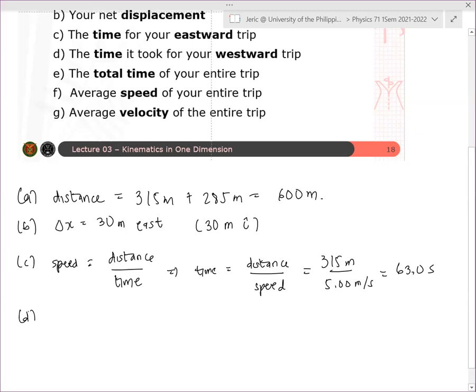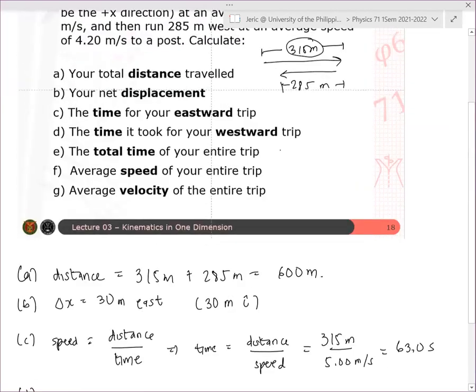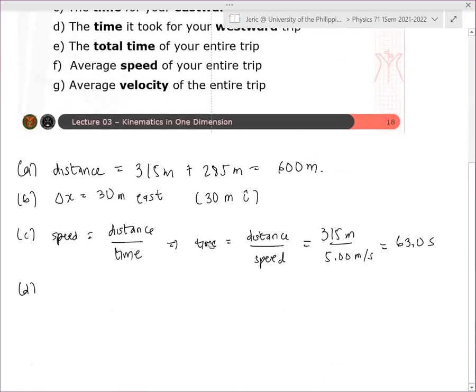So then letter D. What about the average speed? Just for us to have some notation, I will set the initial position to be A. After 315 meters, I set it as B. And then after 285 meters, I set it as C. Para lang hindi tayo magulo. So I'll write this as T from A to B. And then T from B to C is just the distance from B to C all over the speed at that particular interval. So we just calculate it that way.